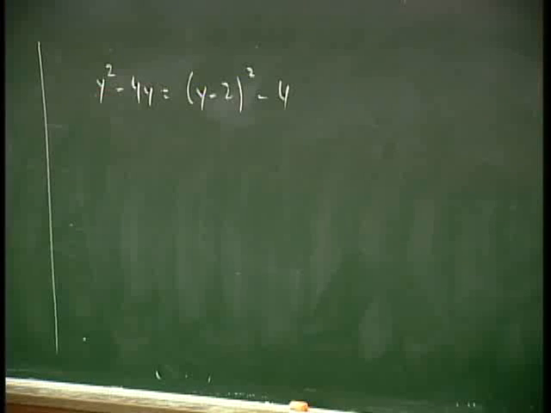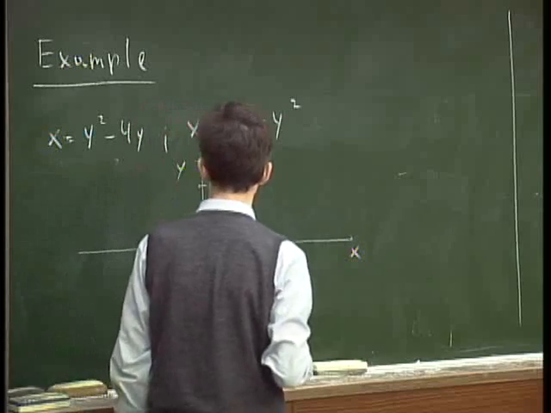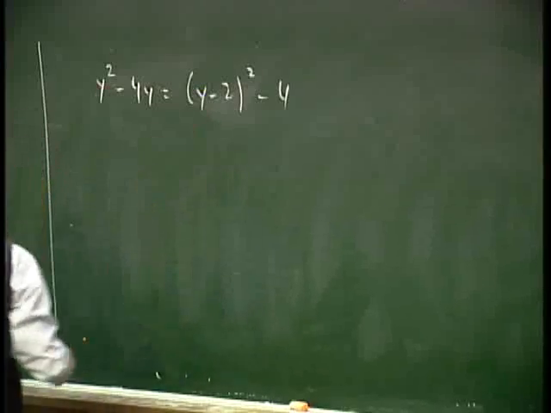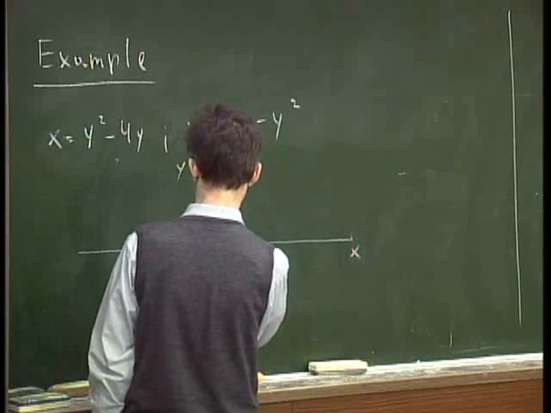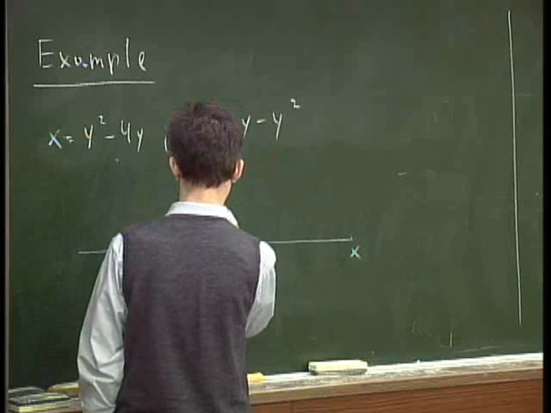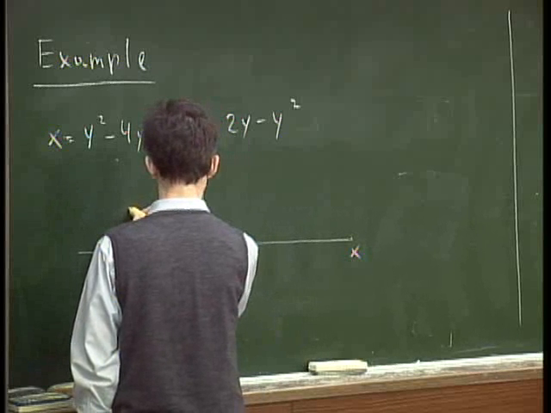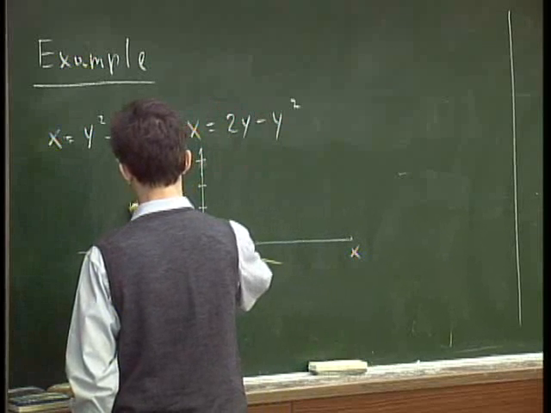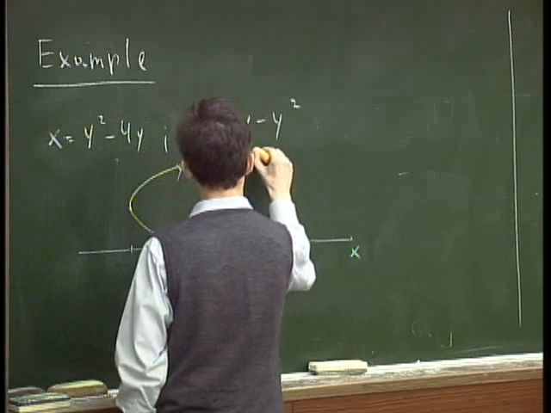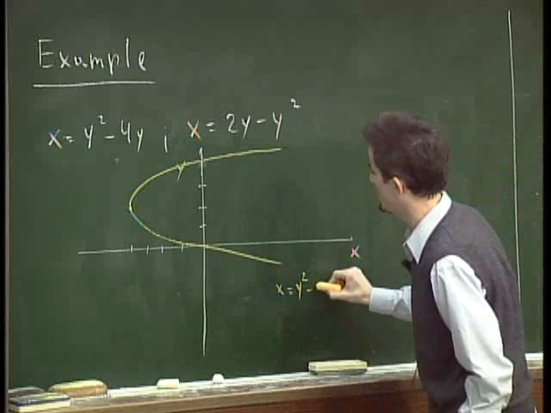you see that this one is equal to 0 for y equal to 0 and y equal to 4. So for those two points, this parabola crosses the y-axis. And from this, we see that at y equal to 2 we have the absolute minimum, which is minus 4. So maybe I should try to plot this correctly. So we have here this point. OK, so this parabola looks like this one. This is the parabola x equals y squared minus 4y.